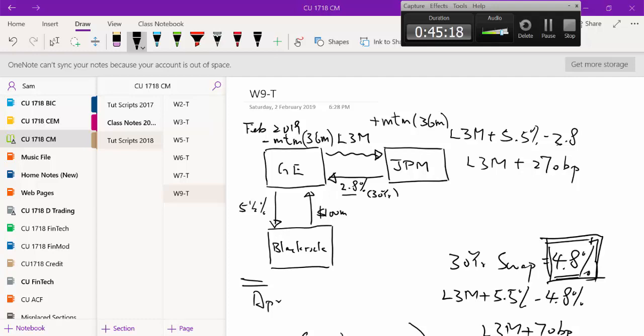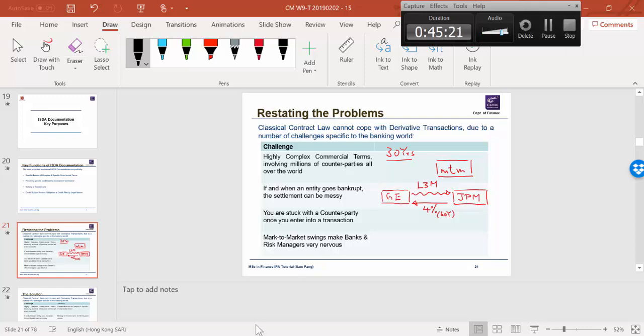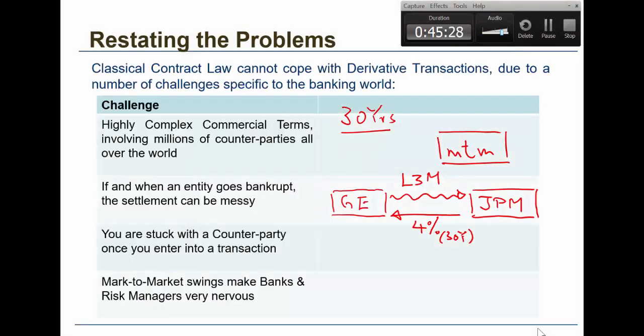So that's the point that I want to make here. It's actually related to the second, the third, and the fourth point, okay? If an entity goes bankrupt, it can get messy. You are stuck with somebody once you enter into a transaction. You can't say suddenly, oh, let's not do this, and just terminate the transaction, unless both of you agree. And then the mark-to-market swings can be very, very severe. So you got all these problems.